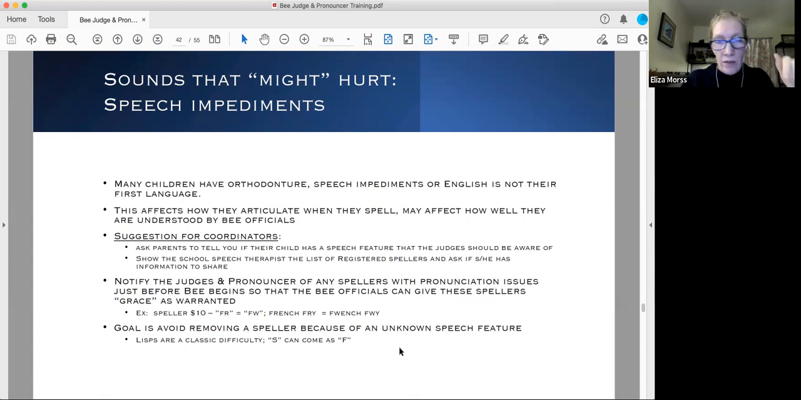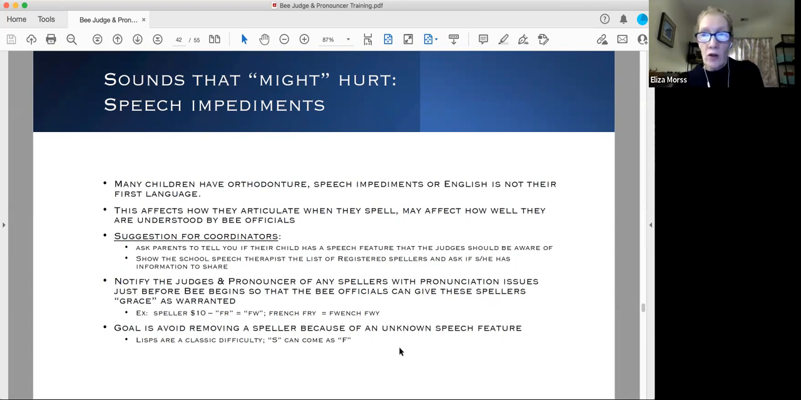So as I said here, the coordinator gathering that information should tell the judges and pronouncer on Bee day, provide them with a list. Speller number 4 has this characteristic, so that they can watch and be aware and give some mercy or grace as is necessary. So you see here, I have a wonderful example of speller number 10. Oh, with a dollar sign, wonderful. I was really tired. Where FR comes out as FW, like French fry becomes the classic "French fwy." So that would affect the child repeating the word.